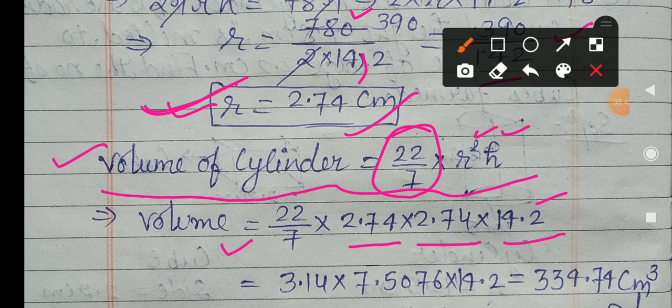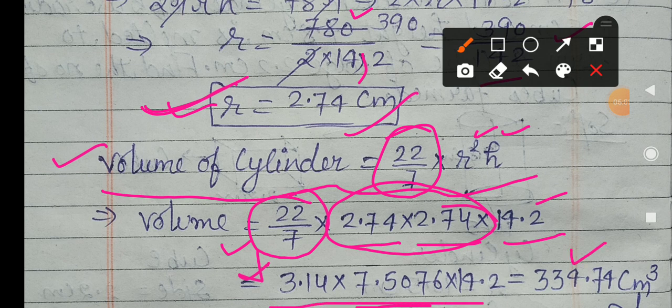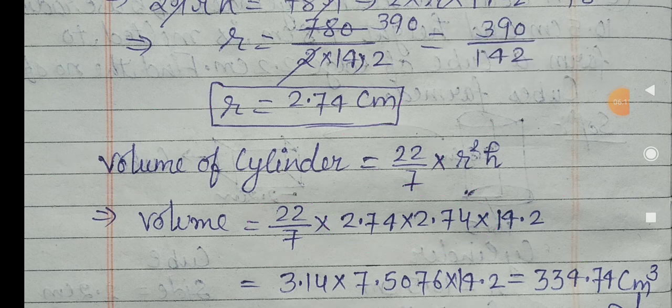Then after you have to write this value in the form of 3.14, and these values you multiply, and then you get 7.5076, and then you have to multiply all these values and get your answer. So the answer is 334.74 centimeter cube. I have to write the unit of the volume here: centimeter cube.